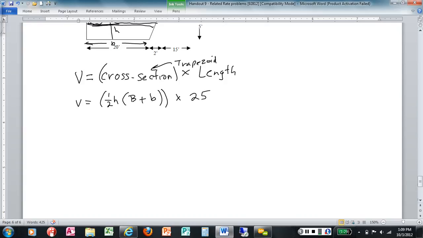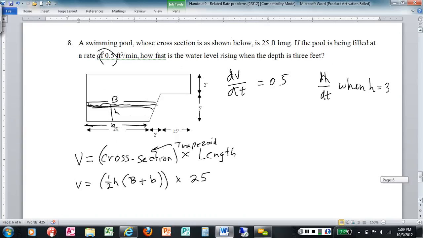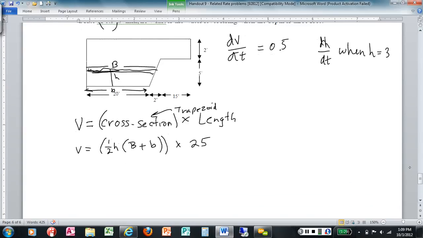Now, what are we looking for? We're looking for dH/dt. However, this formula has two things other than h and V in it. It's got big B and it's little b. Now, here's also some good news. What about little b? The thing about little b is it's fixed, isn't it? Little b is also fixed, just like the length is. Little b is fixed to be 20 feet. That's not going to change.